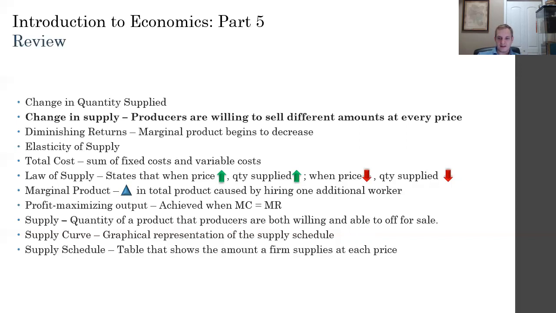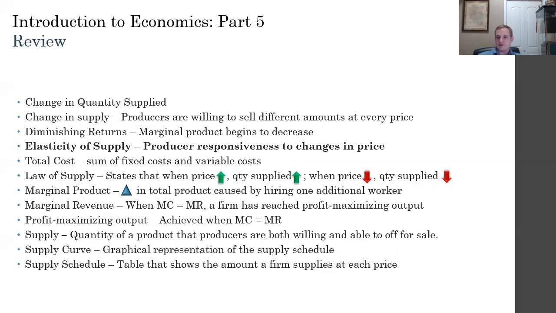Now, the factors that affect supply are going to be things like input costs, technology, government actions, number of firms in the market, producer expectations, and labor productivity. So once again, changes in any of those will result in either a decrease or an increase in supply, which is depicted with a shift of the supply curve.